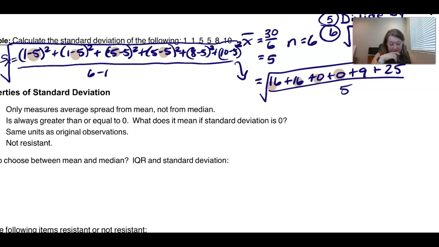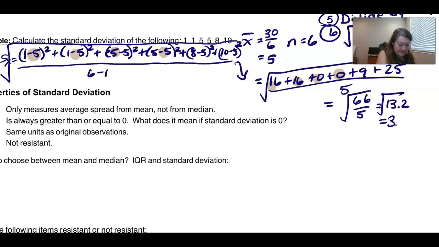Now I have to go calculate that, and I've already previously calculated this. This is 66 over 5, which is 13.2. If I put a square root over that, the square root would be about 3.633. So the standard deviation is 3.633. What does that mean? It means that all of my data points on average are about 3.633 away from the mean of 5.